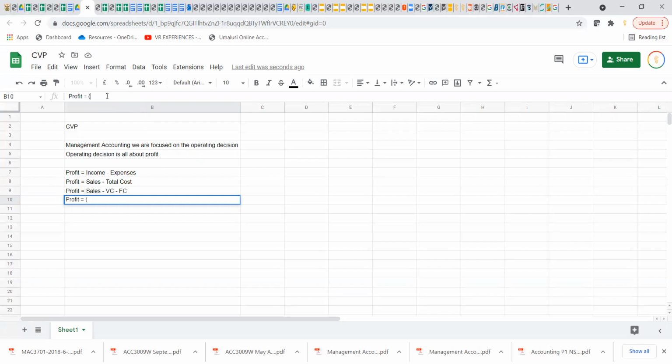Sales is equal to units times price. Variable costs as well can be broken down into units times cost. And then fixed cost remains fixed cost. So that is what we will do. So you must look at it carefully.